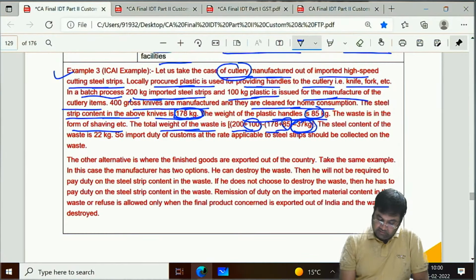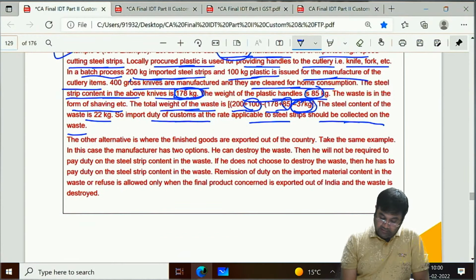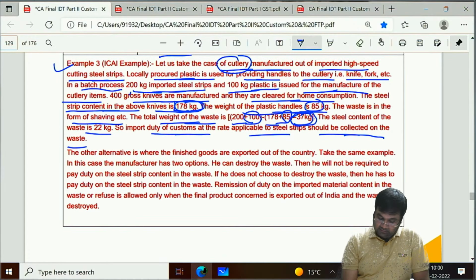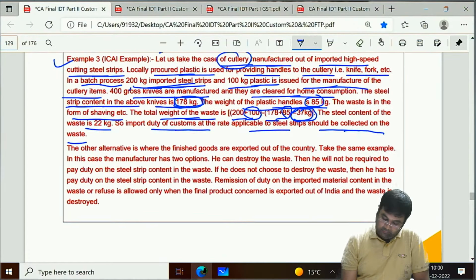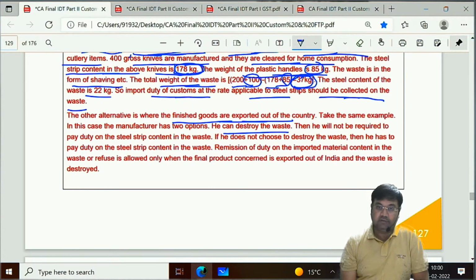So how much is the steel content? So the steel content is basically 22 kg. So import duty of customs at the rate applicable to steel strips should be collected on the waste. Okay, so that is going to be collected. The alternative: if suppose they are selling directly in India only, then 100% import duty needs to be paid. But if it is exported out of the country, then what can the manufacturer do? The manufacturer can destroy the waste.